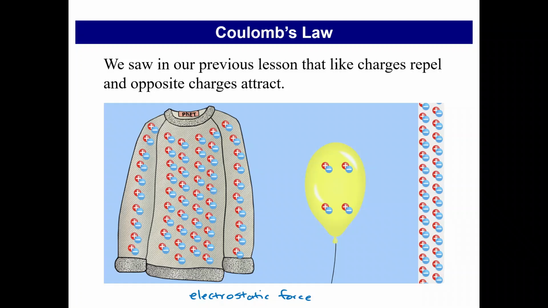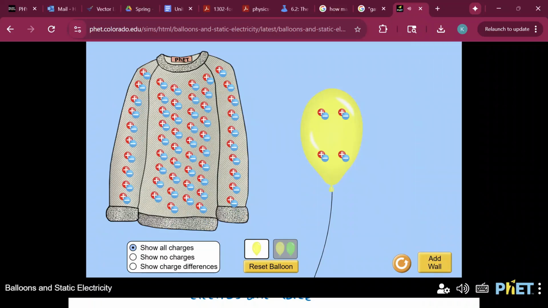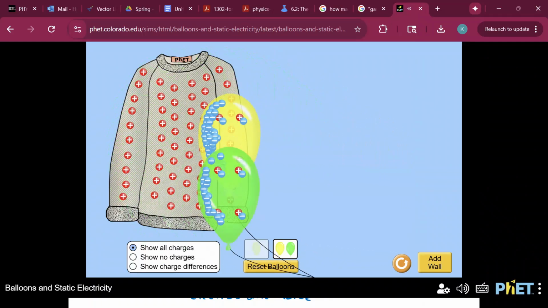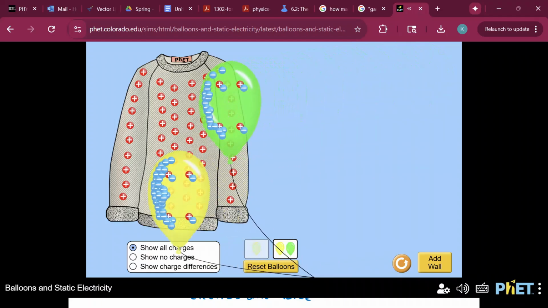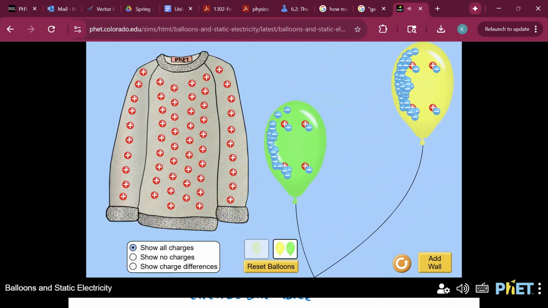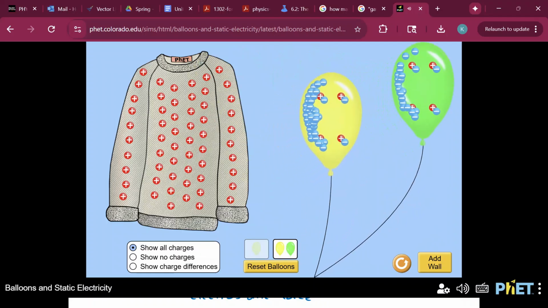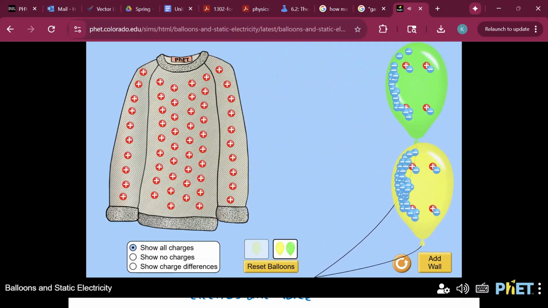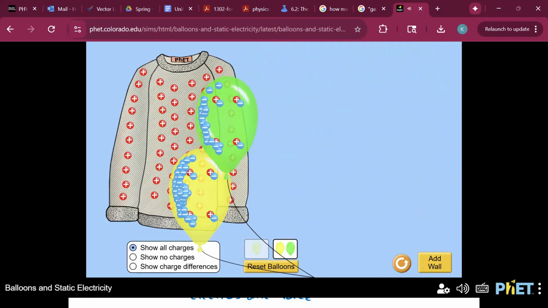So let's revisit our sweater and balloon scenario for a minute. This time I'm going to remove the wall, and I'm going to add two different balloons. I'm going to charge up one balloon, and I'm going to charge up the other balloon. And I can see that each balloon is negatively charged. So they're both attracted to the sweater, but I can now see that the balloons themselves are repelled, and that the motion of the balloons is going to be some sort of combination of that attractive and repulsive force, because there's more than one force acting because of the different objects.